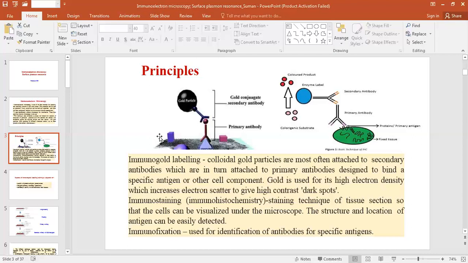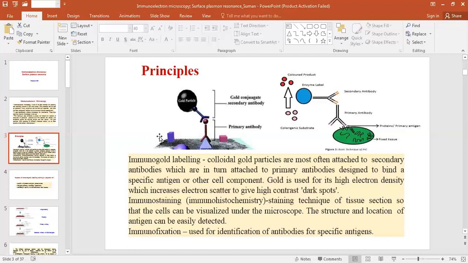Here, colloidal gold particles are most often used that are attached to the secondary antibodies, which are in turn attached to the primary antibody designed to bind a specific antigen or other cell component. So here the solution may be a cell that has the antigenic surface or a simple specific antigen isolated from any species. Gold is used here for its high electron density, which increases electron scatter to give a high contrast dark spot.